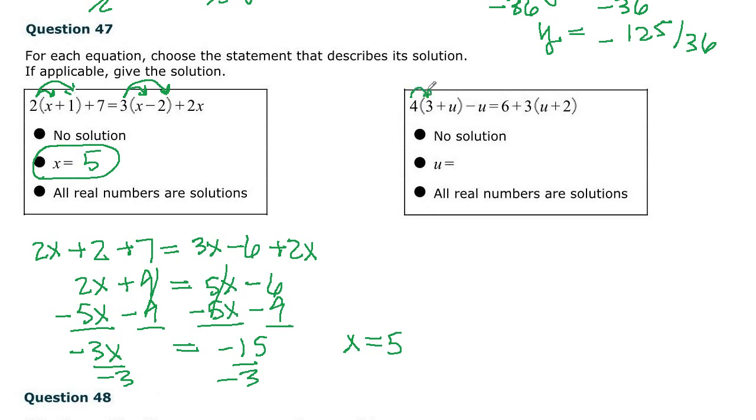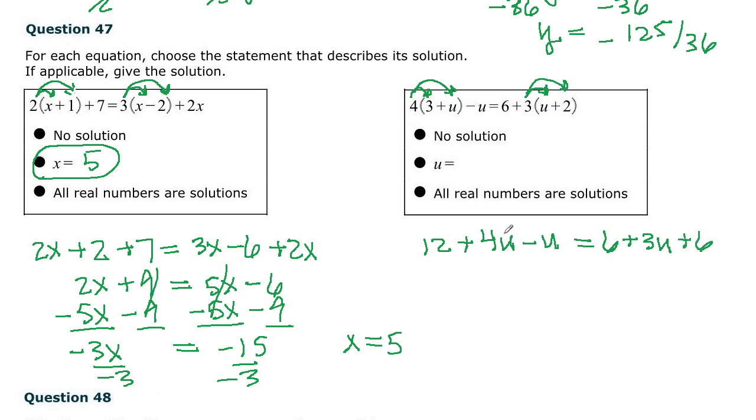So the 4 could come in times the 3 and times the u. The 3 in here times the u and times the 2. So 4 times 3, 12, plus 4 times u, 4u, and minus u equals 6 plus 3 times u plus 3 times 2, 6.